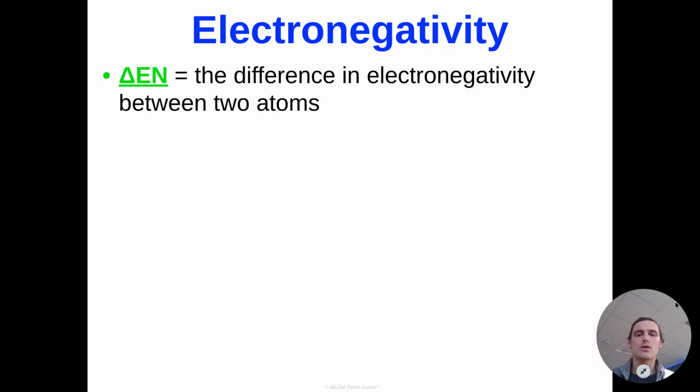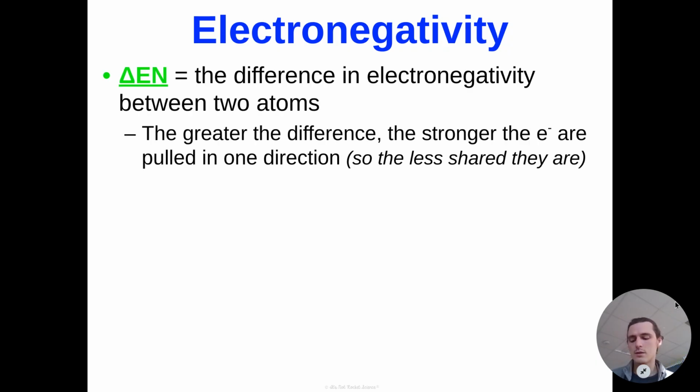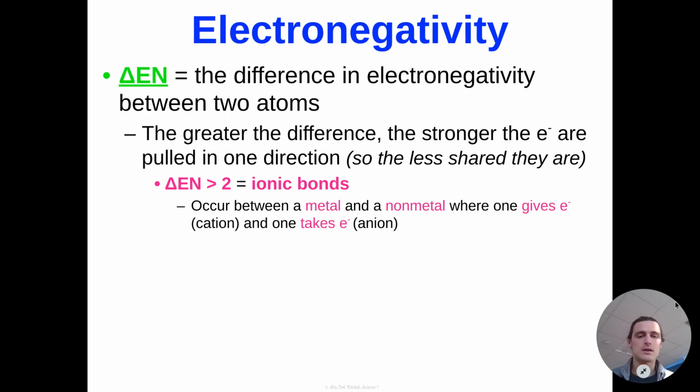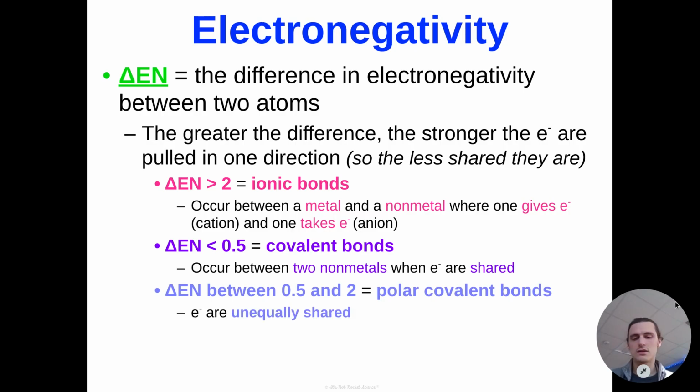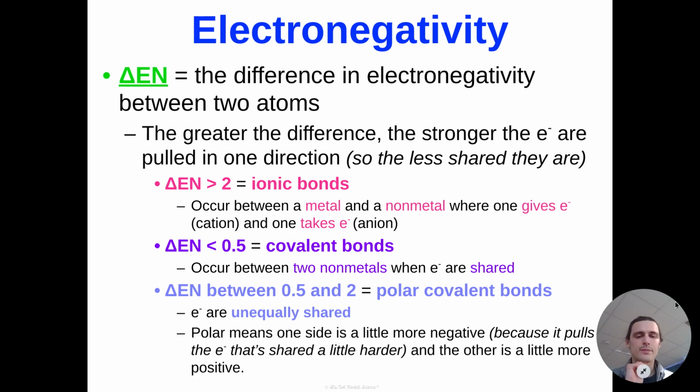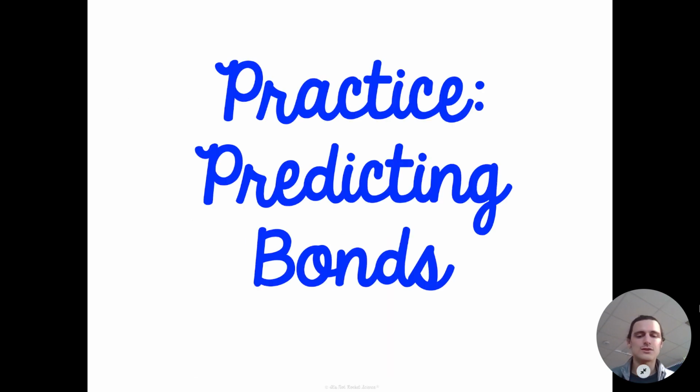This is the symbol for the difference in electronegativity between 2 atoms. The greater the difference, the stronger the electrons are pulled in one direction. We're going to see that if it is greater than 2, it's an ionic bond, usually metals and nonmetals. If it is less than 0.5, it's a covalent bond, so they're going to share. That means they both have an equal amount of wanting those electrons. And if it's between those two, it's a polar covalent bond, and the electrons are unequally shared. All right, let's do some practice.